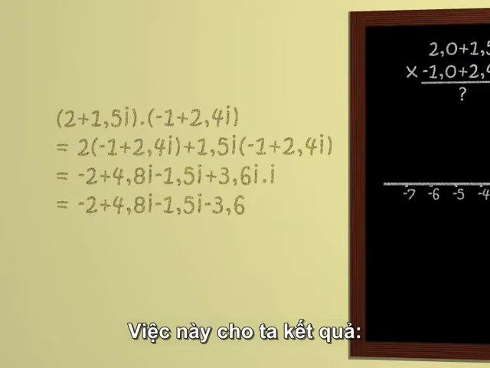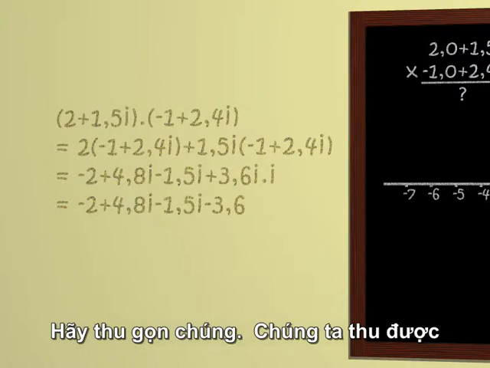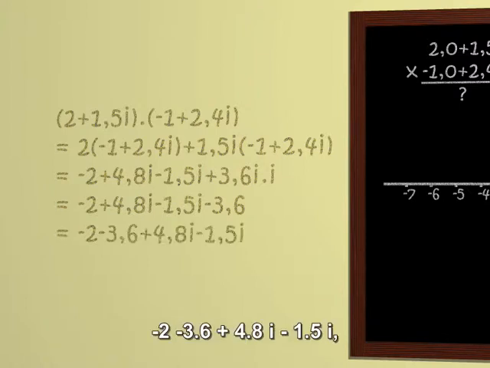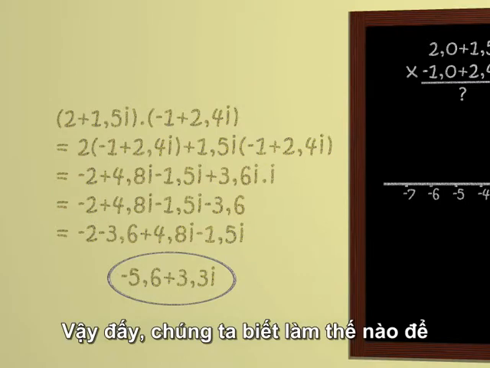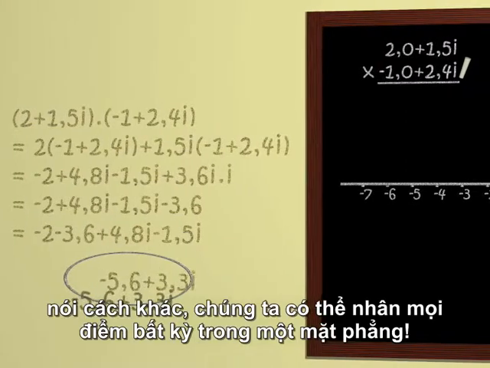So we get -2 plus 4.8i minus 1.5i minus 3.6. And tidying up, that gives us -2 minus 3.6 plus 4.8i minus 1.5i, giving us in all -5.6 plus 3.3i. There you are. We know how to multiply complex numbers. In other words, we can multiply points in a plane.